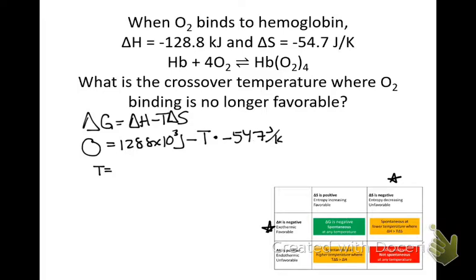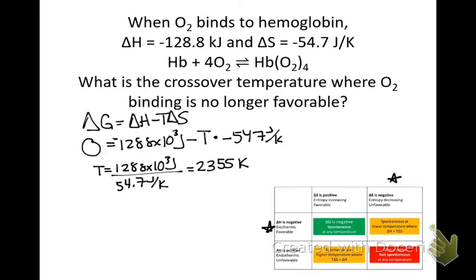oops, I forgot the negative there. So we're going to get 128.8 times 10 to the third joules divided by 54.7 joules per Kelvin. So our answer is going to come out in Kelvin, and I get 2,355 Kelvin. That is a high temperature.